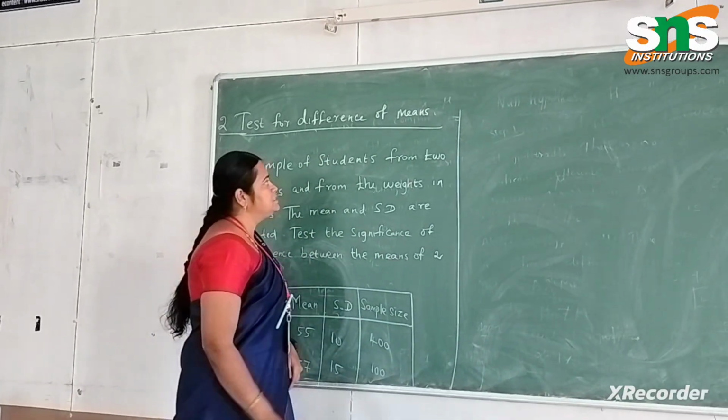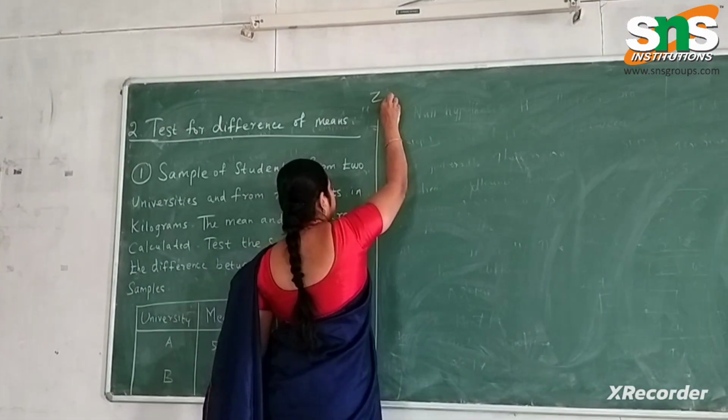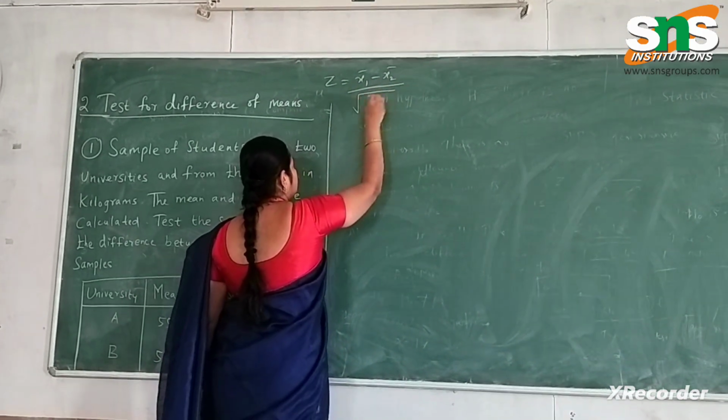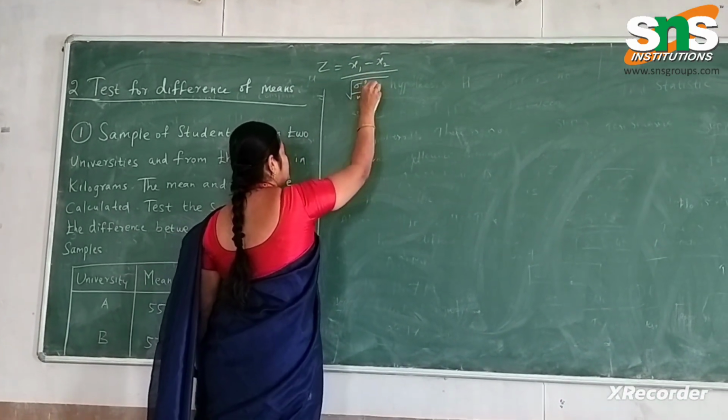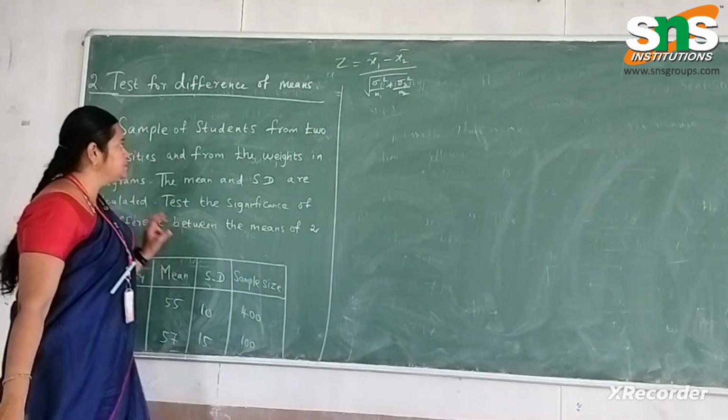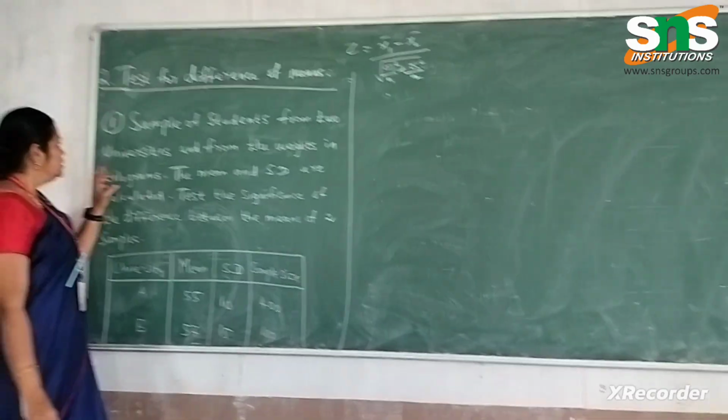The formula for this test is z equal to x1 bar minus x2 bar divided by square root of sigma 1 square by n1 plus sigma 2 square by n2. So this is the formula for this. Now let us go to the question.